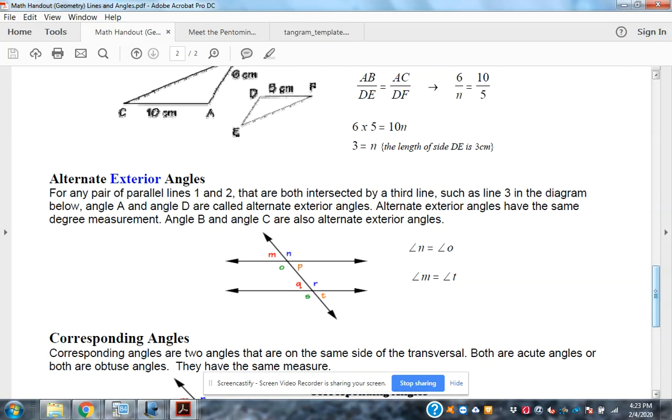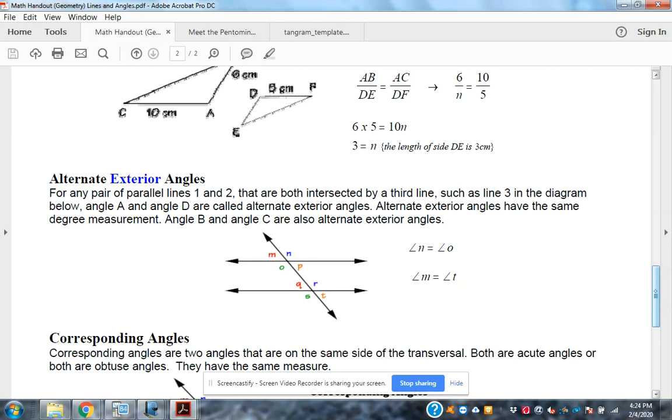So M and T are alternate. They're on opposite sides, and they're on the exterior, so they're on the outside of the parallel lines. So that's alternate exterior. S and N are also on the outside of the parallel lines, and they're on the opposite side of the line, so they're alternate exterior. Alternate interior, which is not on the page, but O and R are alternate interior, because they're on opposite sides of the line, but they're in between the parallel lines. You might want to note that.